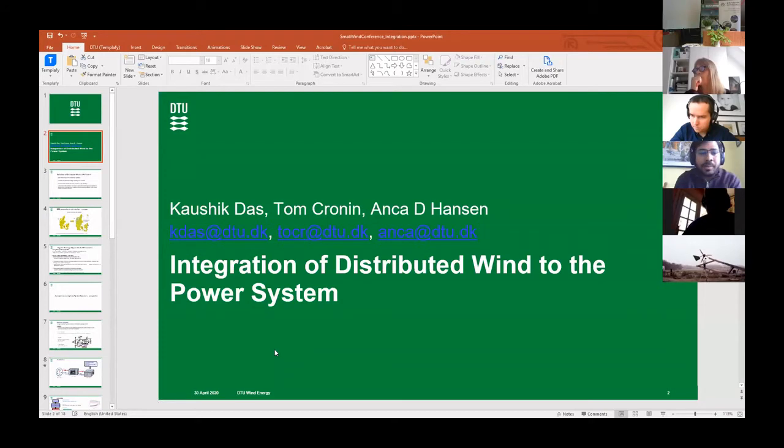So I am Kaushik Das. I am from DTU Wind Energy. I'm a researcher here. And this presentation is about integration of distributed wind in the power system. And so we have broken it into two parts. One looking from the DSO, the system operator's perspective, and another one is more for off-grid, mini-grid system, island system, smaller system, which Tom will talk towards the end of the presentation.